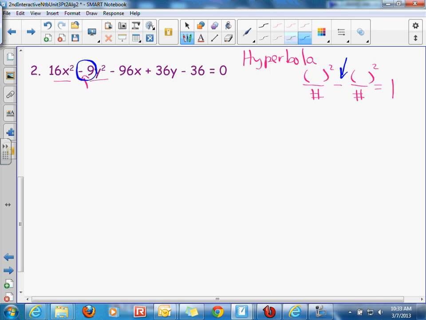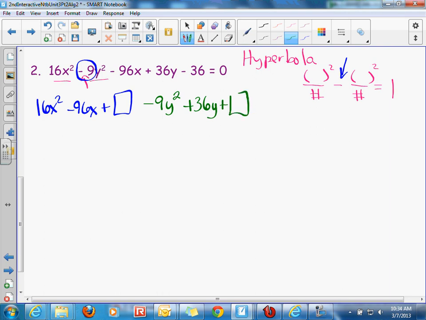So first thing, just like in a previous problem, I'm going to group my x's and my y's. So I've got 16x squared. I've got a negative 96x. Since I have an x squared and an x, I know that I will need to complete the square with that. For my y's, I've got a negative 9y squared and a positive 36y. Since I have a y squared and a y, I must also complete the square for the y's.